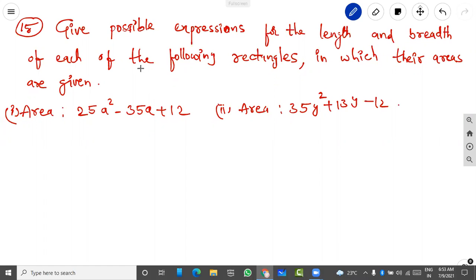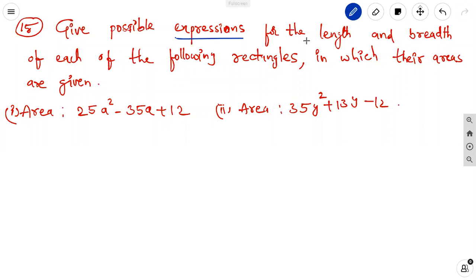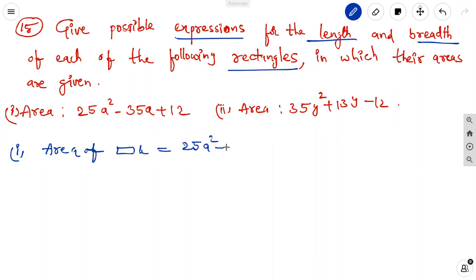15th one. Give possible expressions for the length and breadth of each of the following rectangles in which their areas are given. First one, area of rectangle equals 25a square minus 35a plus 12. Second rectangle, area is 35y square plus 13y minus 12.